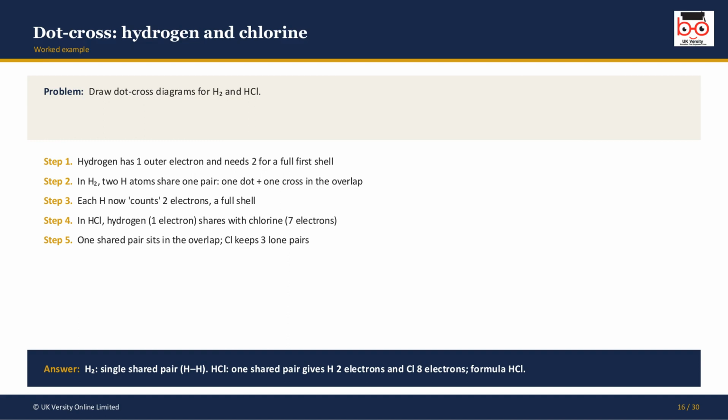In hydrogen chloride, hydrogen with its one electron shares with chlorine, which has seven. One shared pair sits in the overlap, and chlorine keeps three lone pairs. The result? Hydrogen counts two electrons, chlorine counts 8, and the formula is HCl.